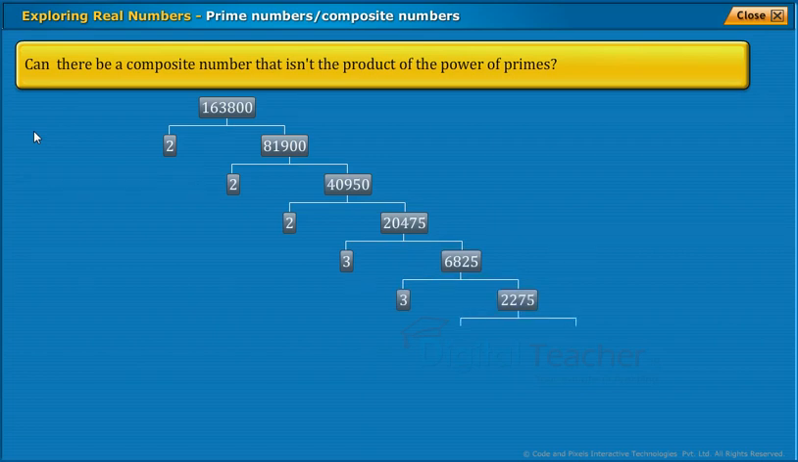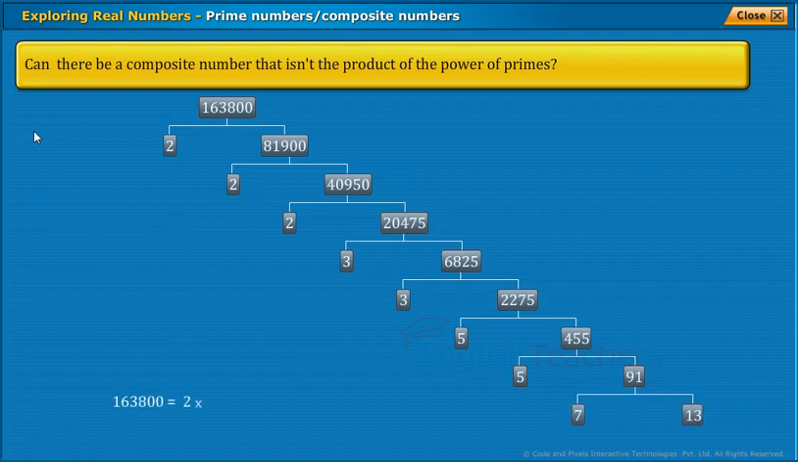2275 can be written as 5 into 455. 455 can be written as 5 into 91. And 91 can be written as 7 into 13. Here is the factorization of 163800 as shown. Therefore, when we write the above terms as a product of powers of primes, we obtain as shown.